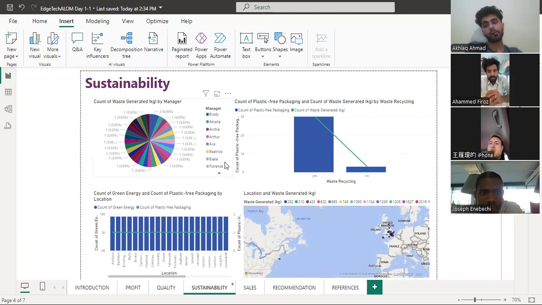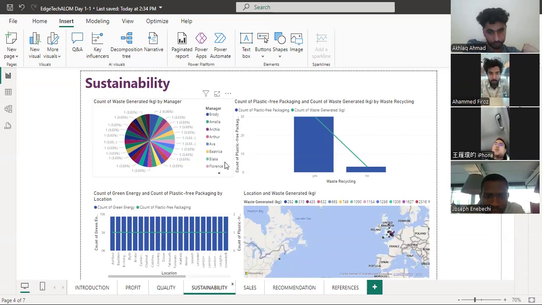Next is sustainability. My name is Ahmed Firoz Muhammad, and my student ID is 23030563. Sustainability is our third KPI, and it includes environmental impact, promoting resource efficiency, and upholding ethical standards across the supply chain.